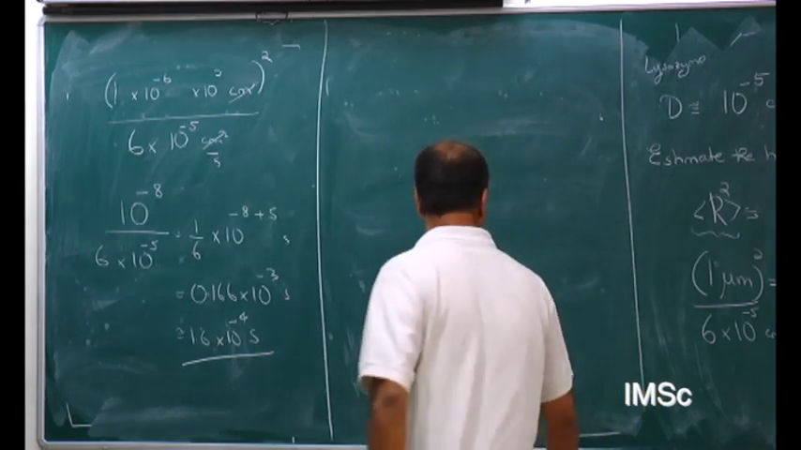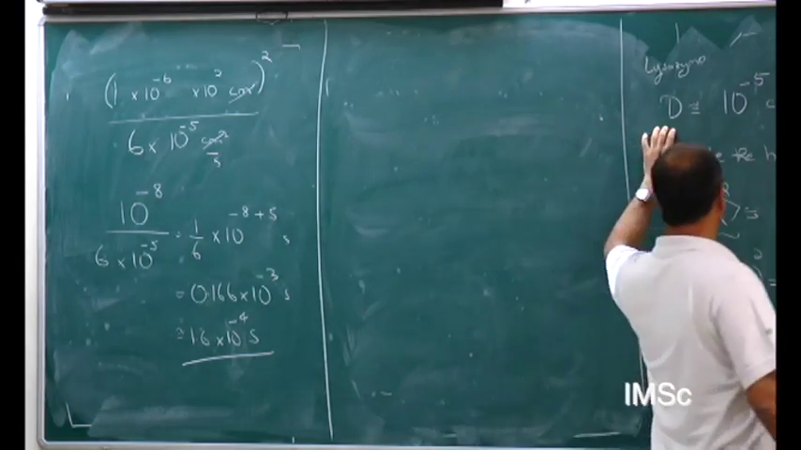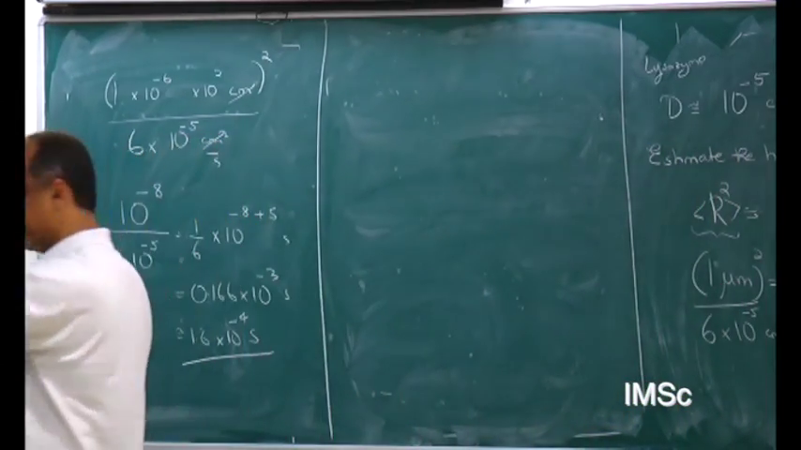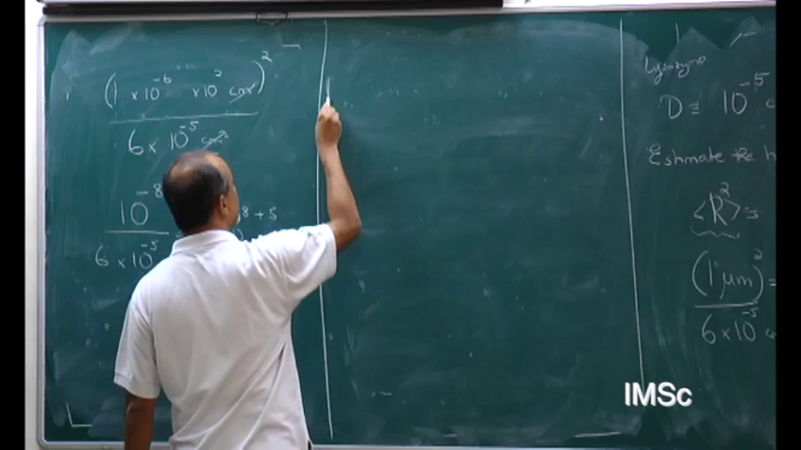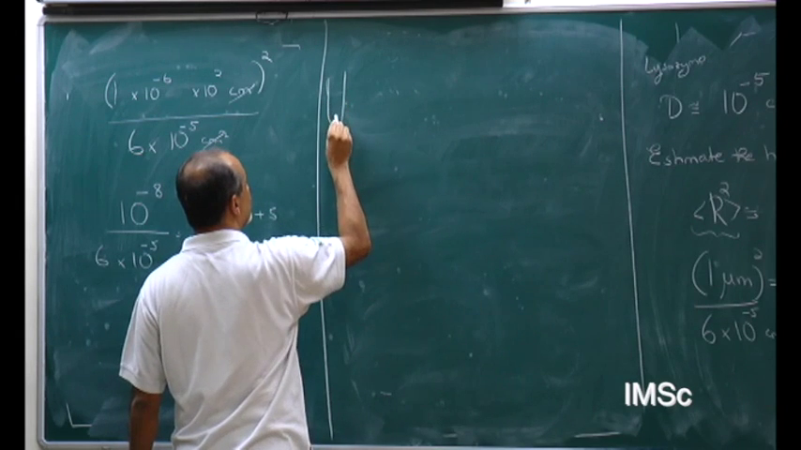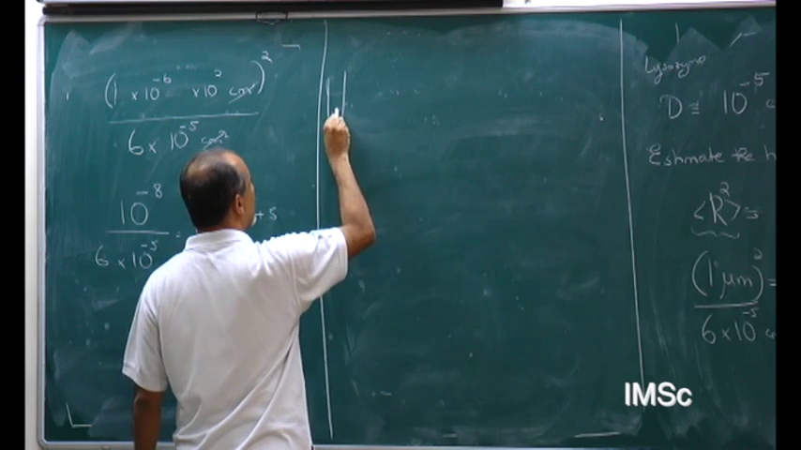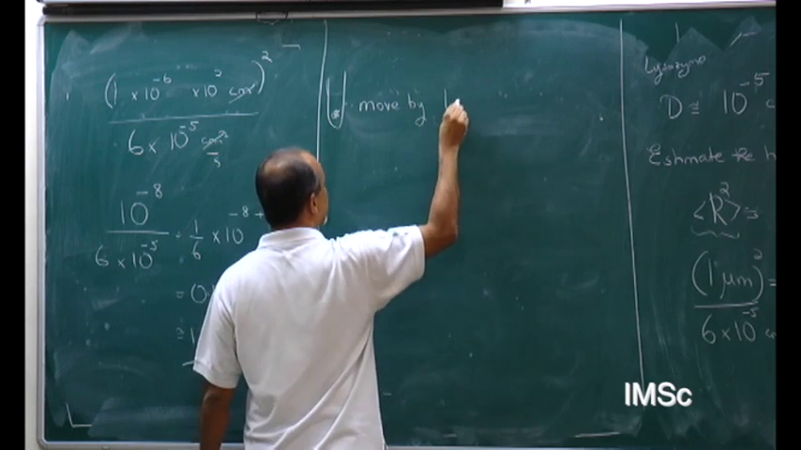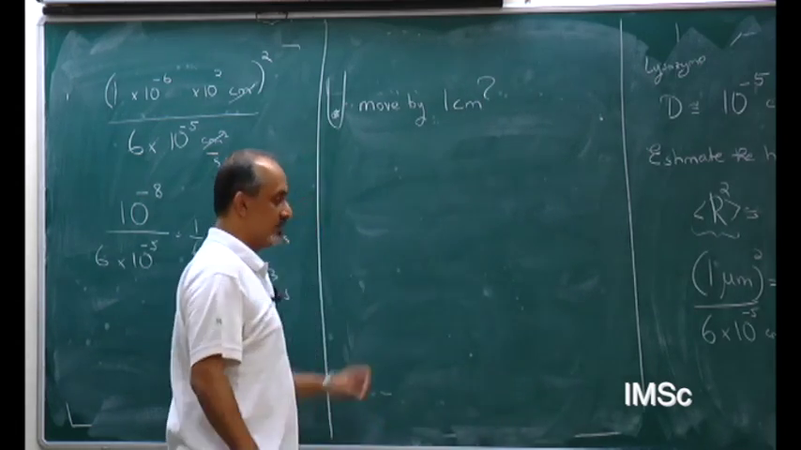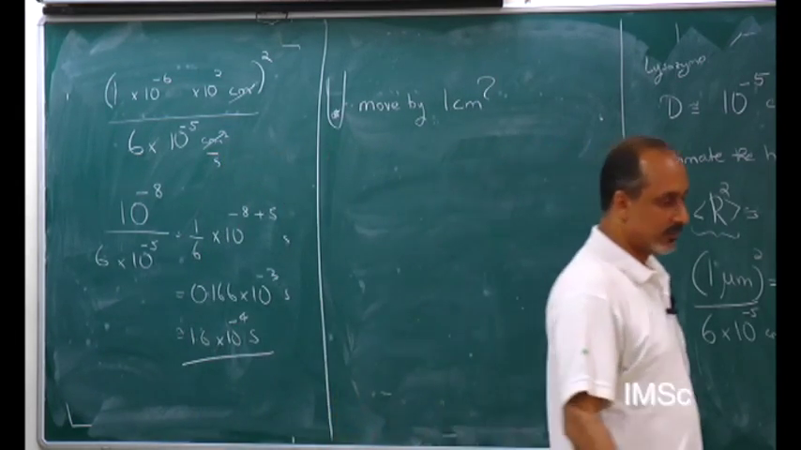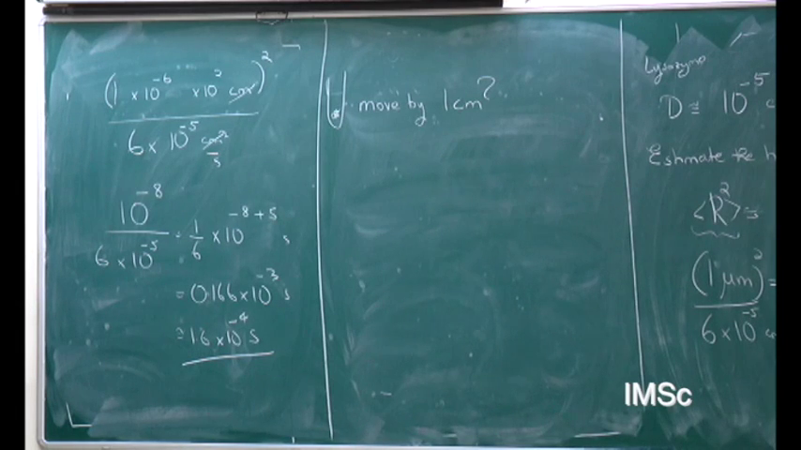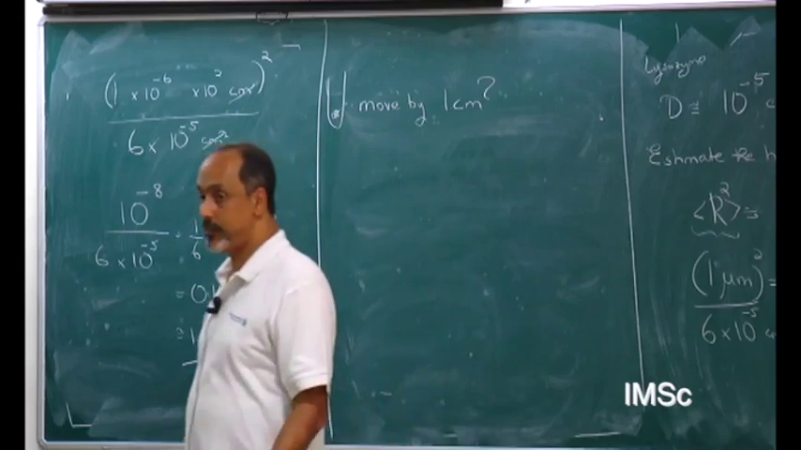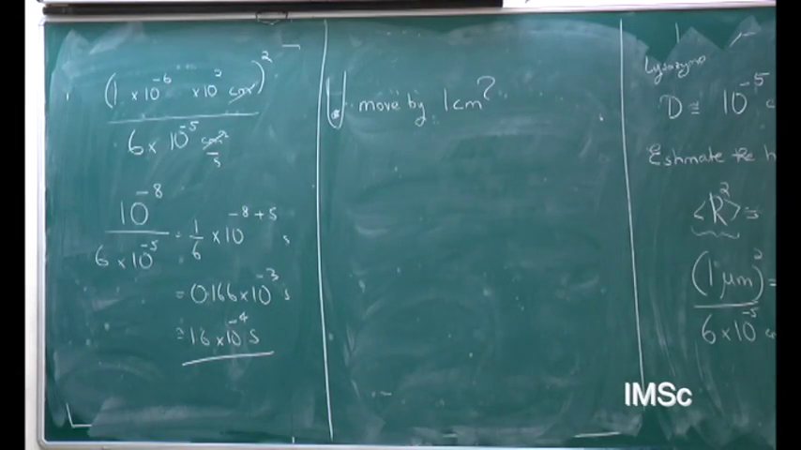So here is how you can use knowledge of diffusion constants to estimate how far they actually move. Now estimate for me, suppose you have a test tube here and you have a lysozyme molecule moving around. How long will it take to move by 1 centimeter? How long will it take so that the probability of finding it has spread out from where you put it initially to a region of about 1 centimeter? How would you do that calculation given what we've done now?